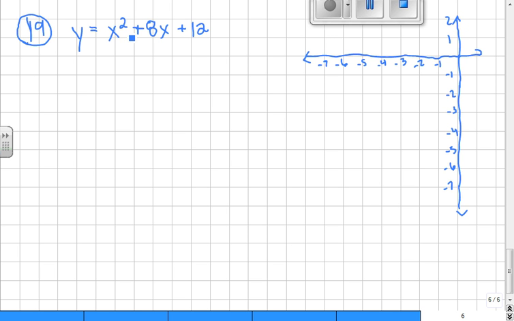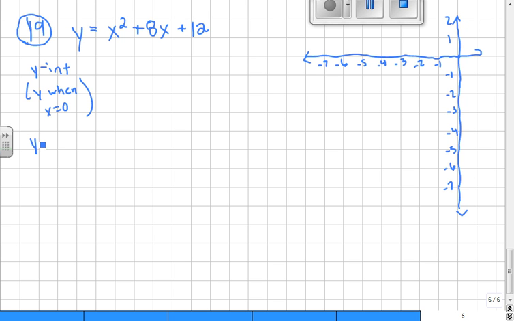But how do we sketch it? Well, we need at least 3 points to make a sketch of a parabola. Let's see if we can find those points with our intercepts. So let's start with the y-intercept because that's the easiest intercept to find. The y-intercept is y when x equals 0. So what's y going to be when x is 0?